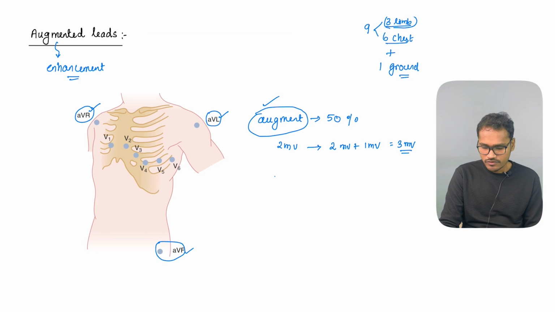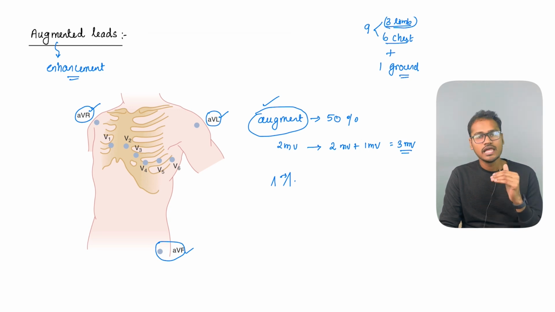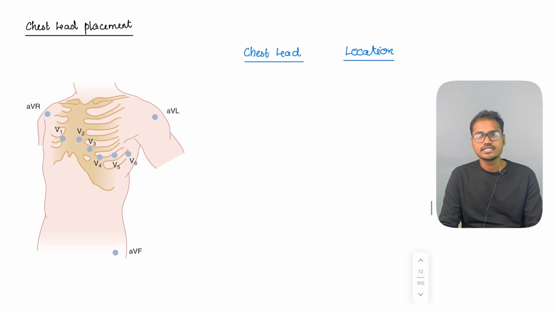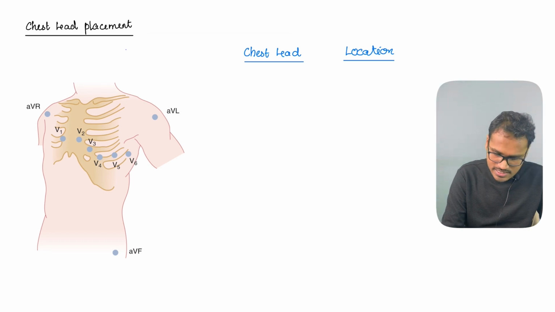For example, if a wave is observed to be very small, the same dimensions, the right side is going to be increased to the same level and the left is also increased to the same level. There will be a 50% augmentation by this specific electrode. He wanted to better observe the wave, so 50% augmentation was done. So this is all about the augmented leads. Now we will come to the chest leads. As I have already mentioned, there are 6 chest leads starting from V1 to V6.